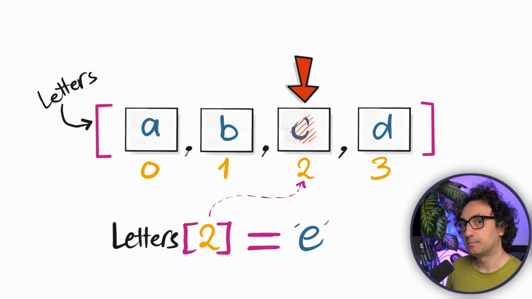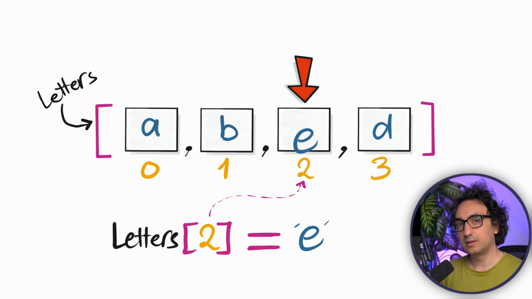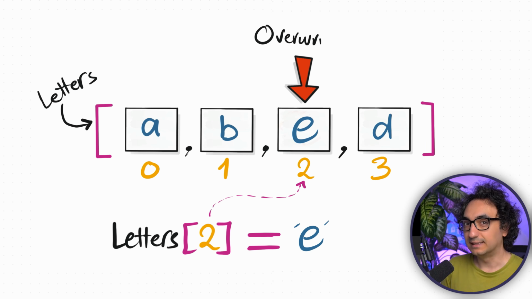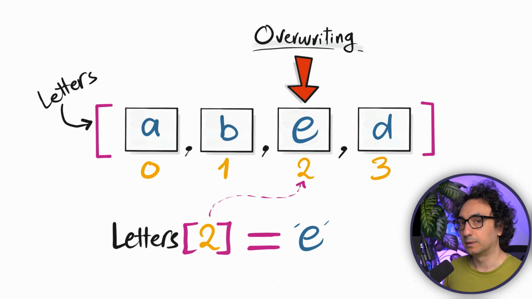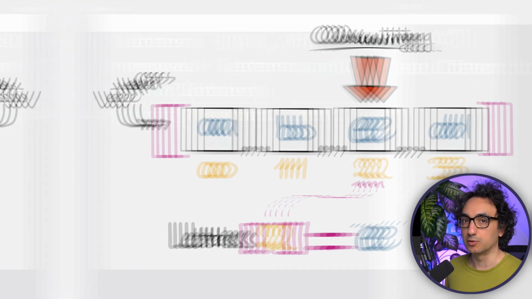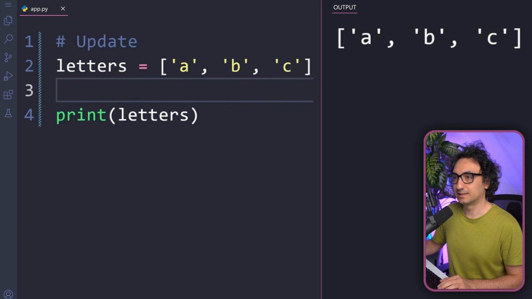So once you do that, Python is going to go to the position number 2, remove the old value and add the new value. So with that, you have updated the content of the index number 2. That's it. All you are doing here is overriding the value. Okay, so let's try this out with our nice example here.